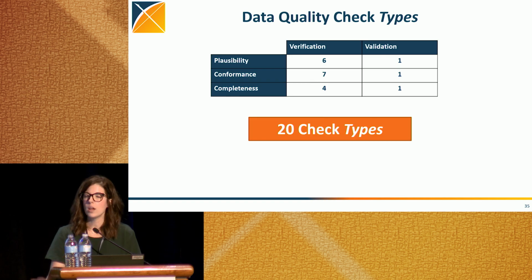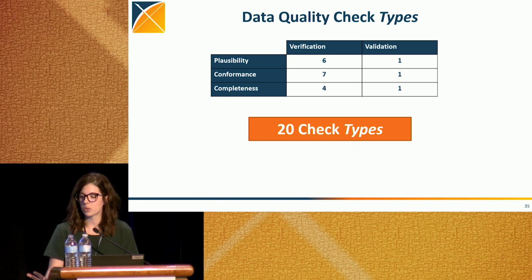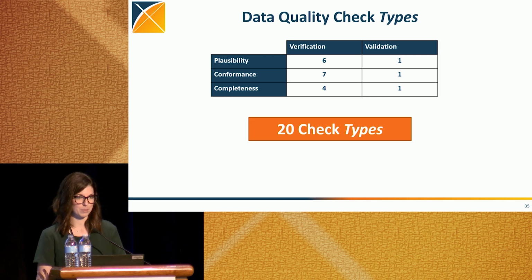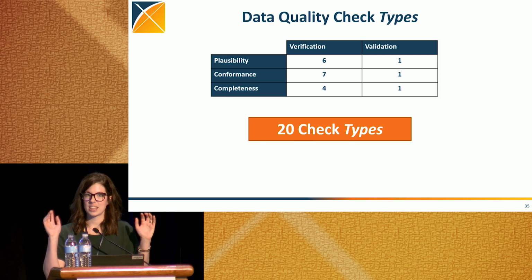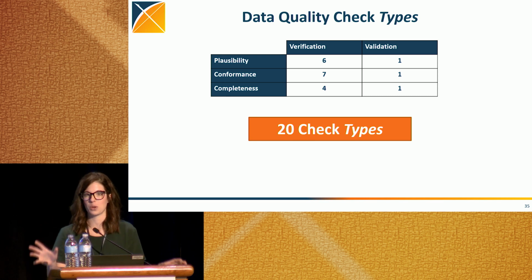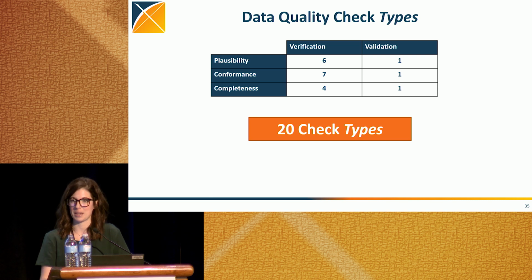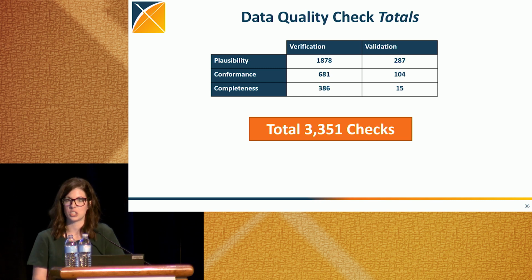So overall, in our first version of our data quality solution, we've written 20 check types. And that may not sound like a lot, but I just want to take a second. I want you to think of a number in your mind of how many data quality checks do you think we were able to write from these 20 check types. I'm really proud to say we're actually able to write over 3,350 checks from just those 20 check types.